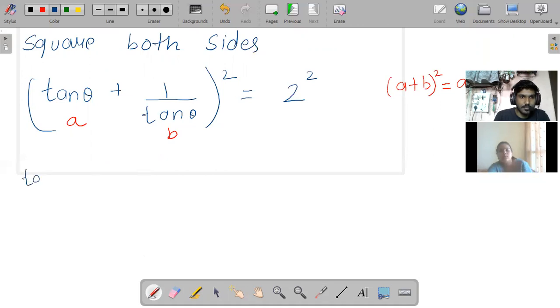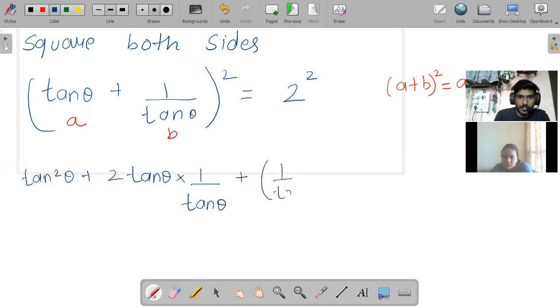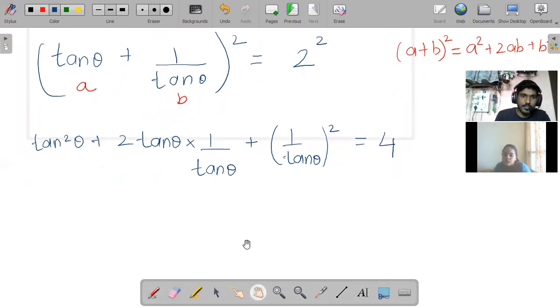Tan square theta plus 2 tan theta into 1 upon tan theta, plus 1 upon tan theta whole square equals 2 square, which is 4. Okay. Now, just look at the middle term here, this one. Can you see something is getting cancelled?